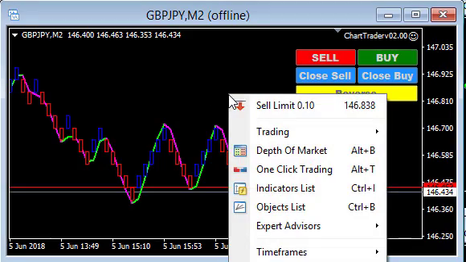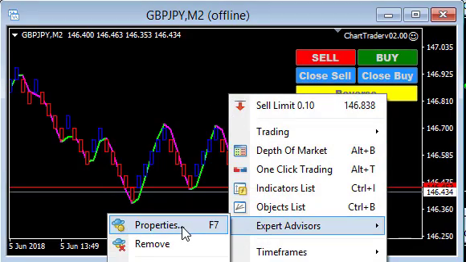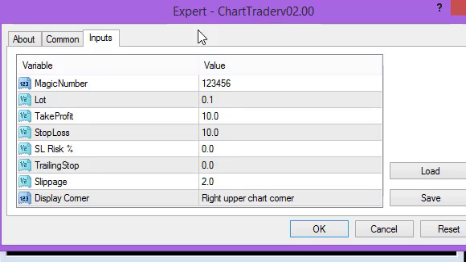Let me real quickly just show you the back office, so to speak, the input section for this indicator. You have your magic number, just leave that alone. You can set your lot size, you can set a take profit, you can set a stop loss. These are all defaulted at 0. Mine are just currently set at 10 for demonstration purposes right now.